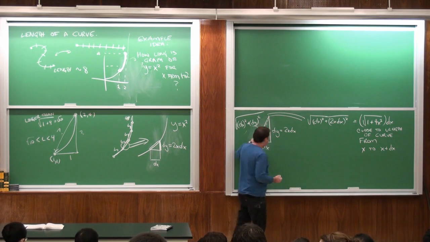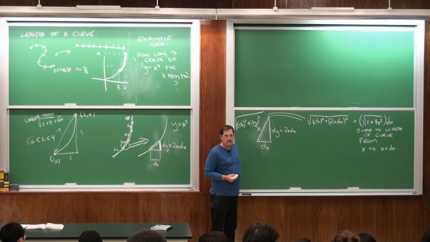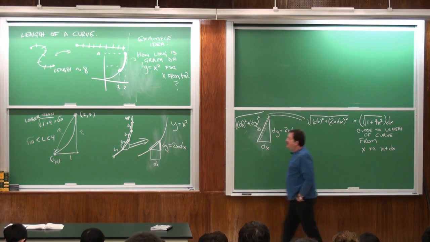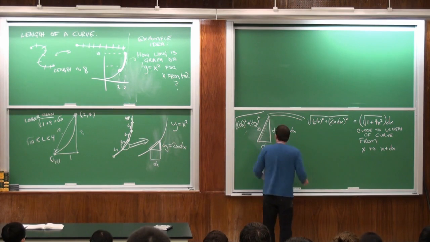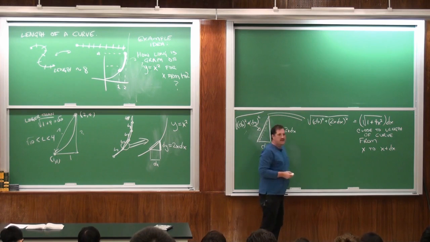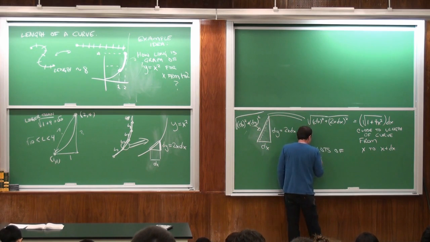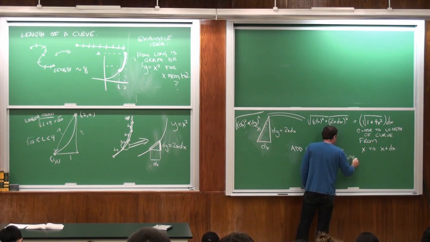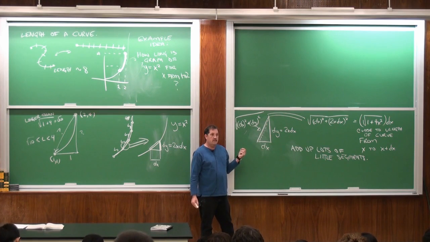I've replaced this little section of curve by a straight line, again thinking of dx as a tiny little number, and that's how long it is. Then we use this idea: we integrate lots of tiny little things, we get a big thing. So I want to add up lots of these things, and that will give me my length. I take the limit as the size of the segment goes to zero. So that is an integral.